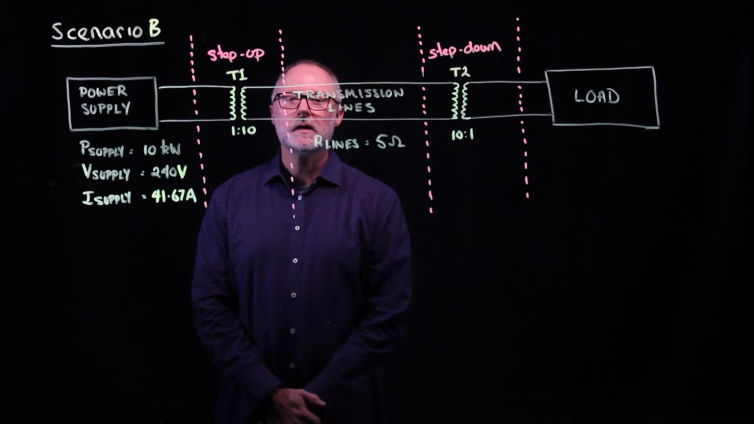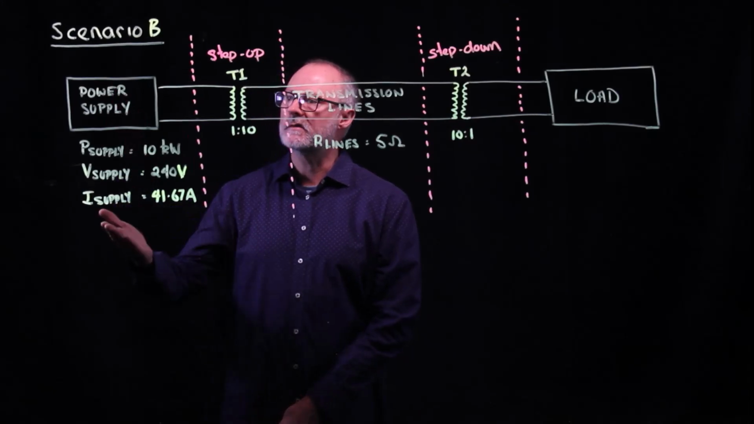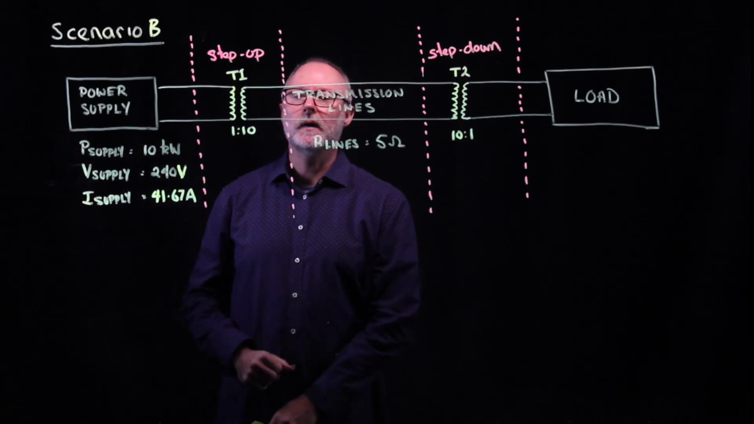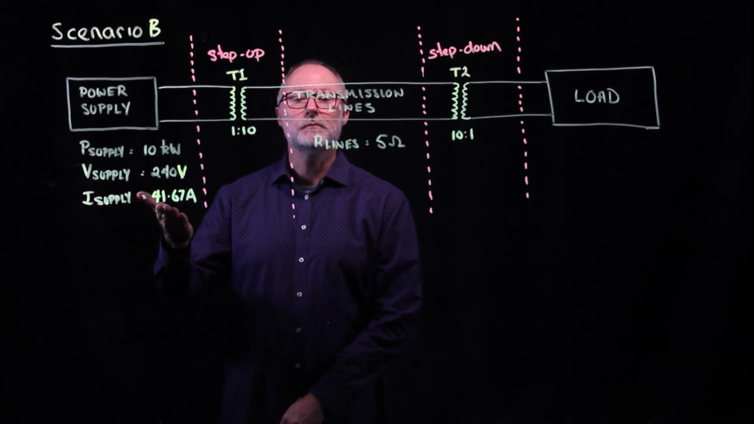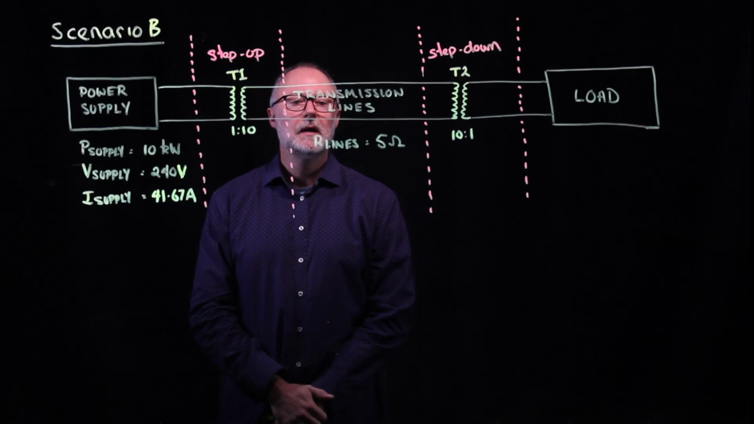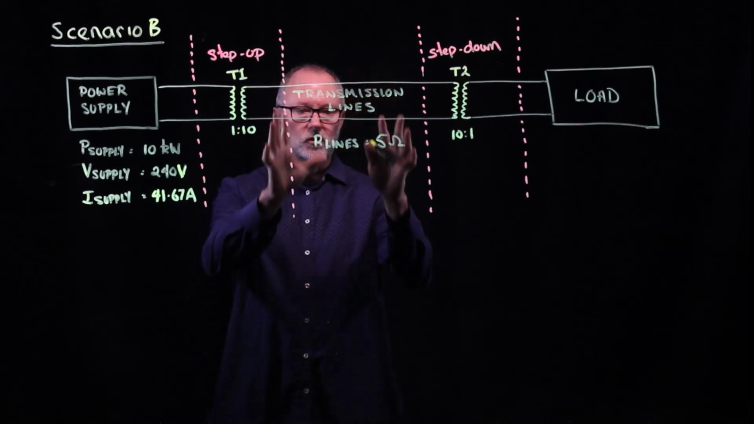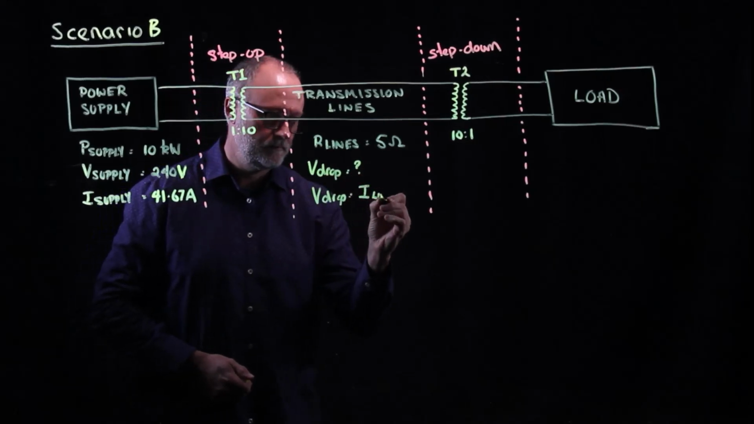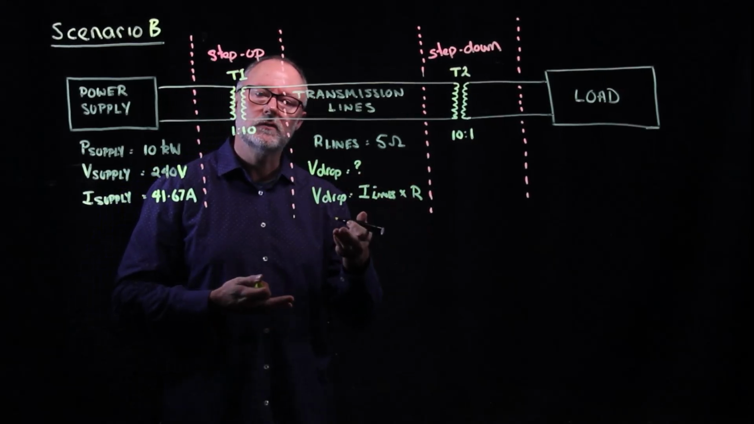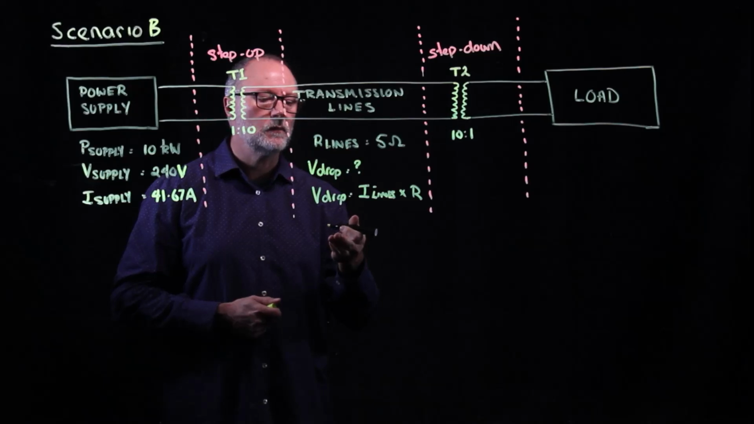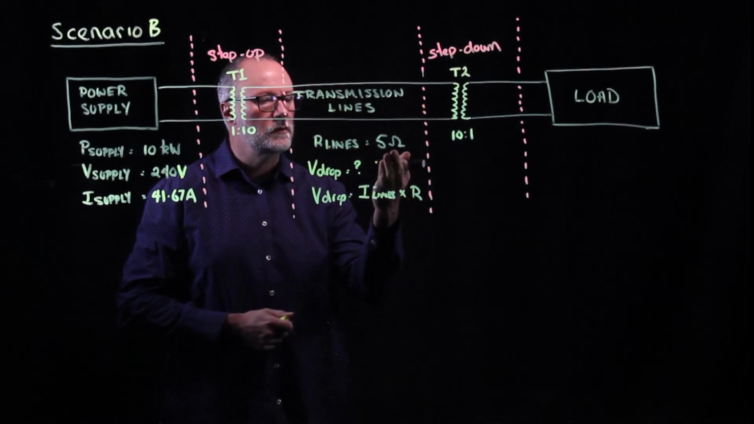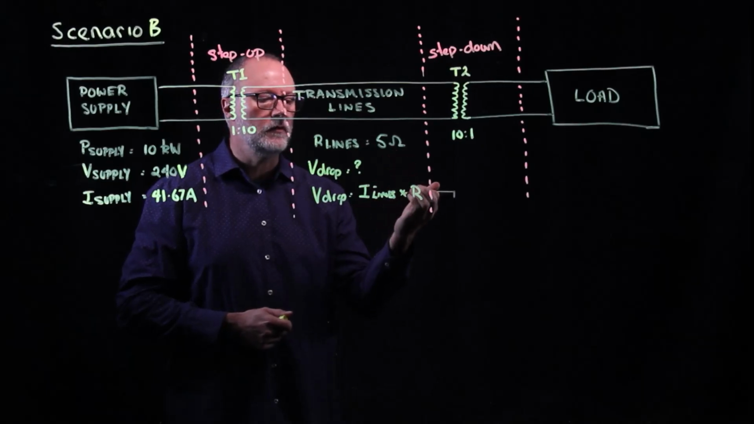Now the first question we're asked to solve is to calculate the current in the supply. This is exactly the same as the previous scenario A, so I've left that answer there as 41.67 amps. The second question is to work out what's the voltage drop in the transmission lines. To solve the voltage drop, as we did in scenario A, we simply take the current running through the transmission line and multiply it by the total resistance of the transmission line, which was 5 ohms.